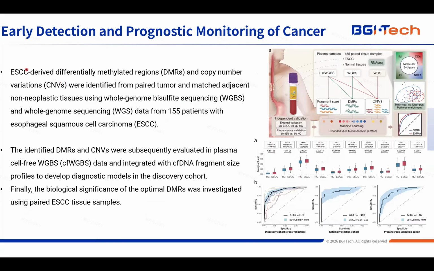Another multimodal cfDNA-based approach has also demonstrated promising performance for early cancer detection and screening. First, they identified the ESCC-derived DMRs and CMVs from paired tumor and matched adjacent normal tissues, using WGBS and WGS from 155 patients with ESCC. And finally, the biological significance of the optimal DMRs was investigated using paired ESCC tissue samples.